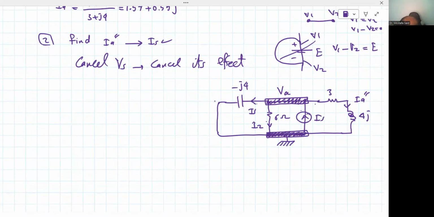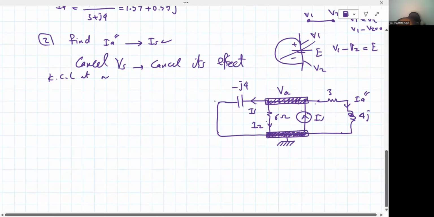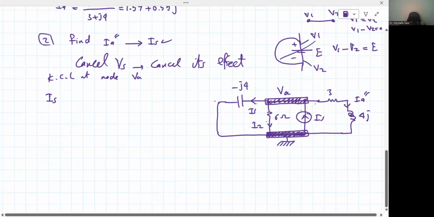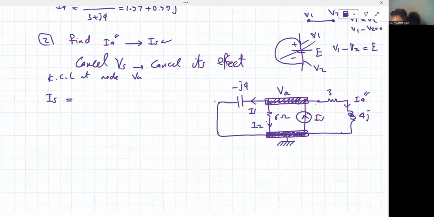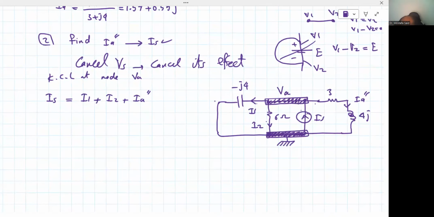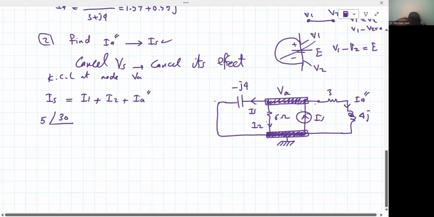Then we apply KCL at node VA. KCL says the summation of the currents going into the node equals the summation of the currents going out of the node. So what is going into the node? IS only, nothing else. What is going out of the node? I1, I2, and IA double dash are going out of the node. What is IS? It is given, 5 angle 30.